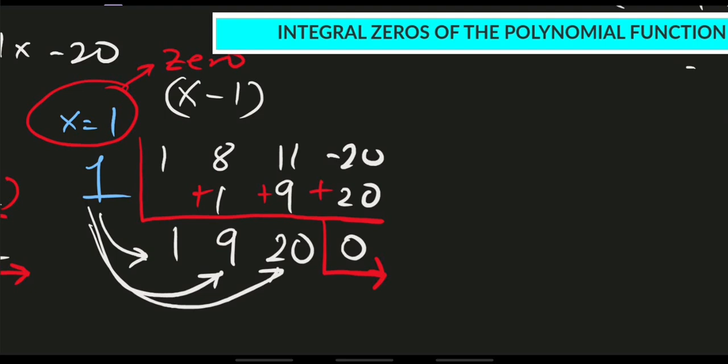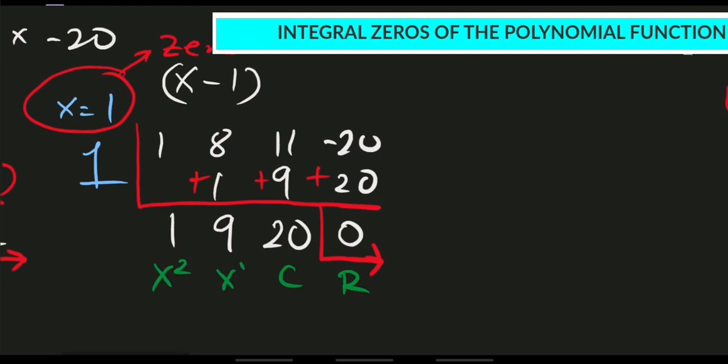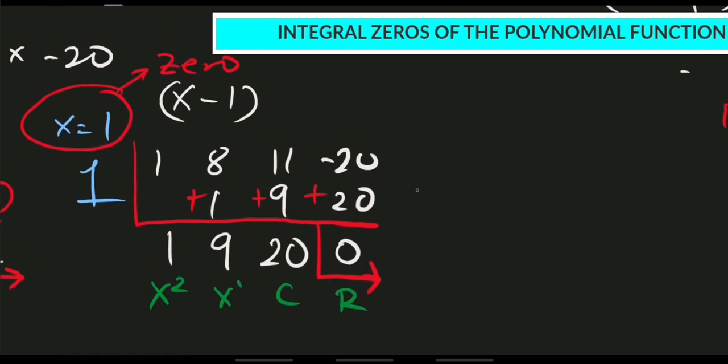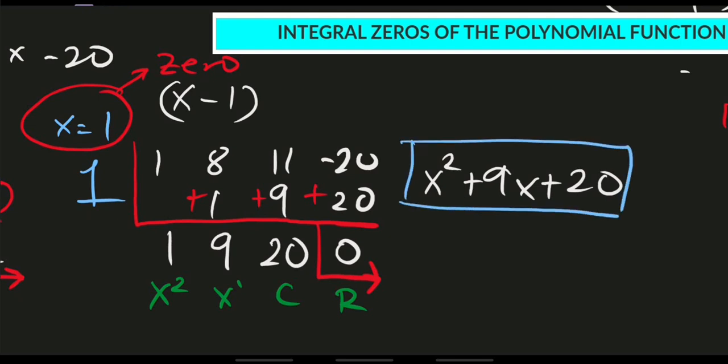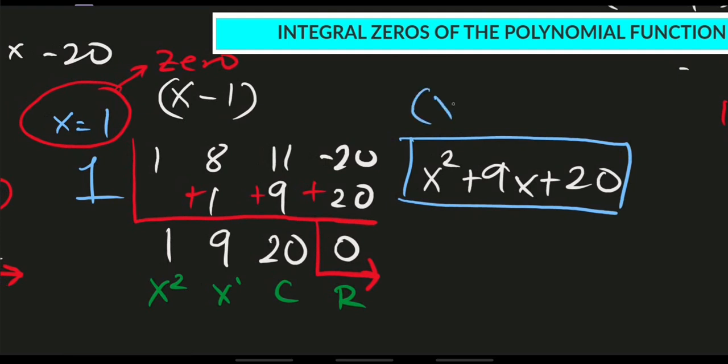So let's try to list the final answer for this given problem. So again, this is our remainder. We have the constant, we have the first degree, and we also have the second degree. Okay, so the final answer for this given problem is x squared, or 1x squared, plus 9x plus 20. So that is the final answer. Okay, and again, this given expression together with x minus 1 will serve as the factor of our original problem.